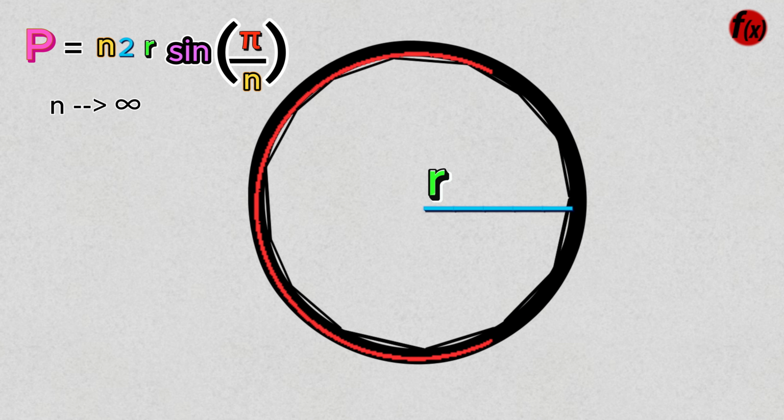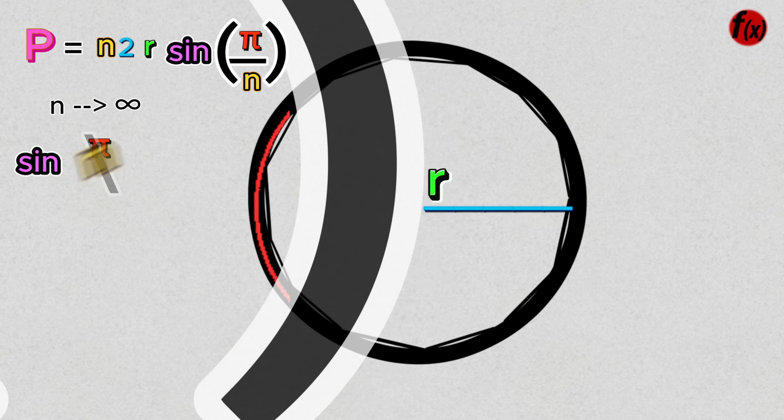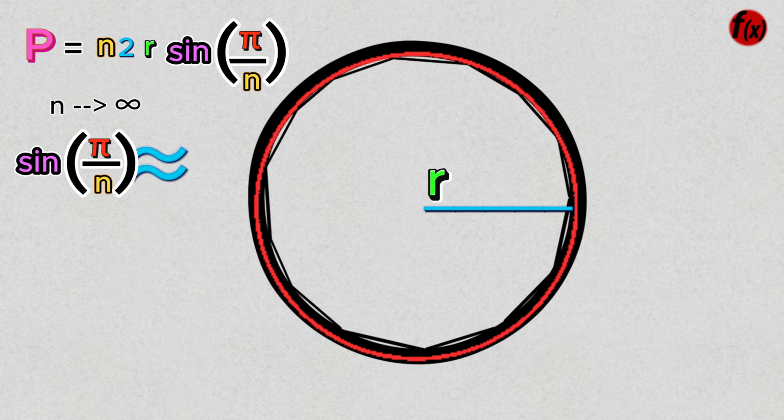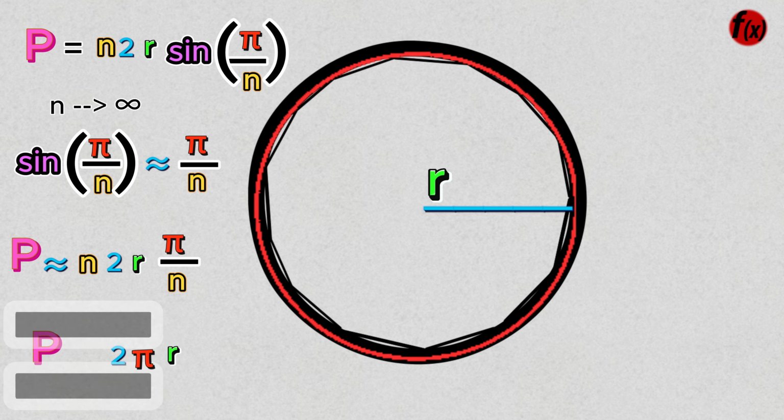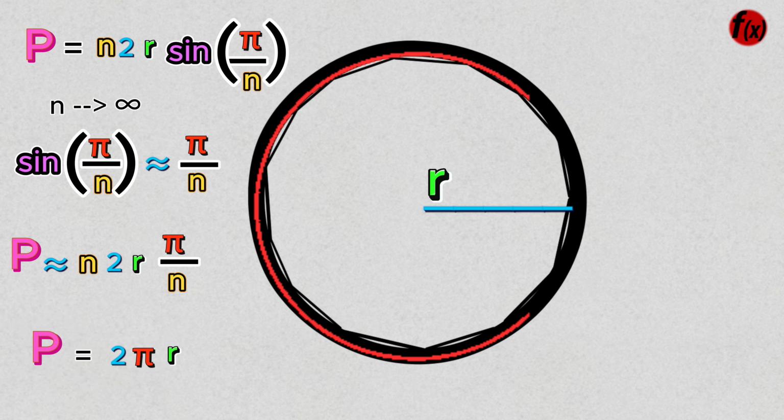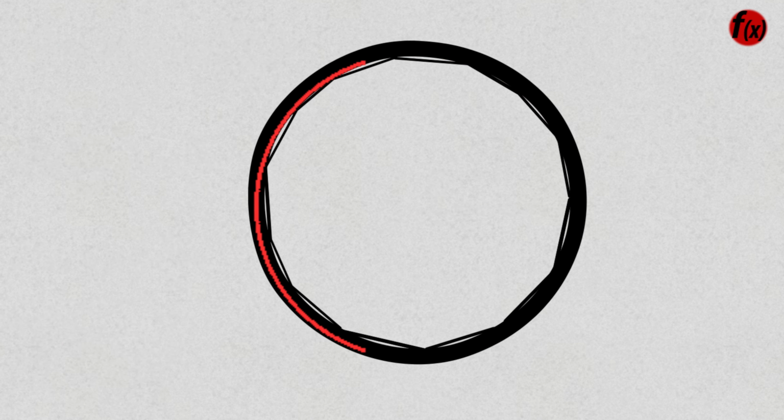As n approaches infinity, sine pi over n can be approximated by pi over n, since for small angles, sine x is approximately equal to x. So P is approximately equal to n times 2r times pi over n, which is equal to 2 pi r, the circumference of the circle. Infinity as a limiting behavior.